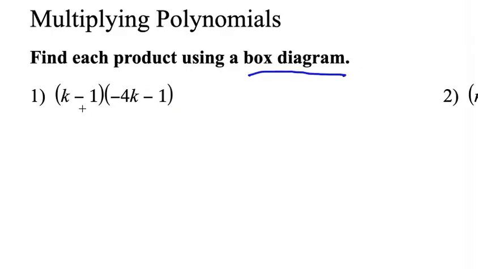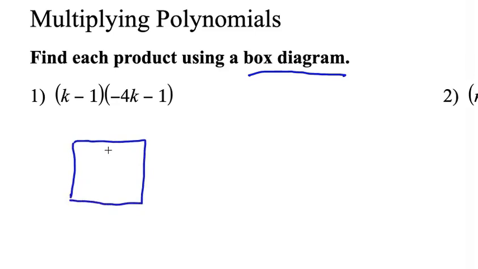Let's begin by multiplying k minus 1 times negative 4k minus 1. Now the idea here is that we will multiply each term in the first polynomial by each term in the second polynomial. So if we think about this for a moment, we'll be multiplying the k by the two things in the other parentheses, and we'll be multiplying the negative 1 by the two things in the other parentheses. So that will be a total of 4 little multiplication problems. Now the box diagram will help us organize those 4 little multiplication problems.